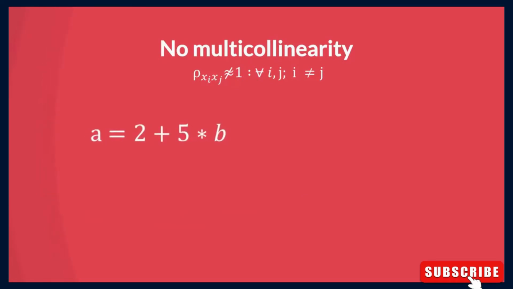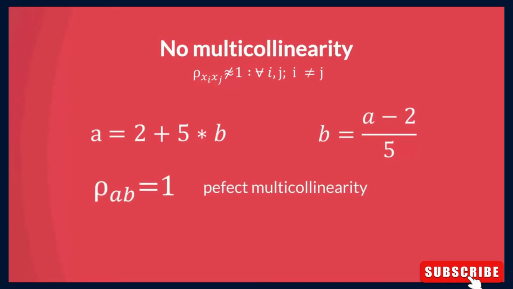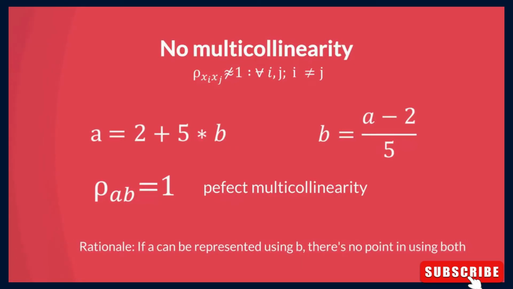A is equal to 2 plus 5 times B. A and B are two variables with an exact linear combination. A can be represented using B, and B can be represented using A. In a model containing A and B, we would have perfect multicollinearity. This imposes a big problem to our regression model, as the coefficients will be wrongly estimated. The reasoning is that, if A can be represented using B, there is no point using both. We can just keep one of them.